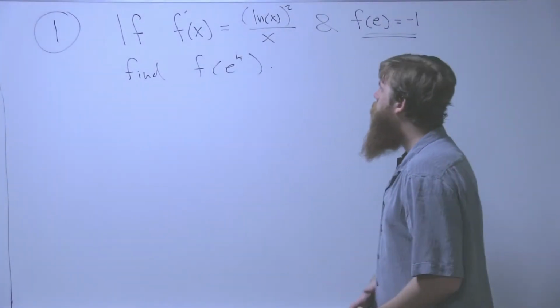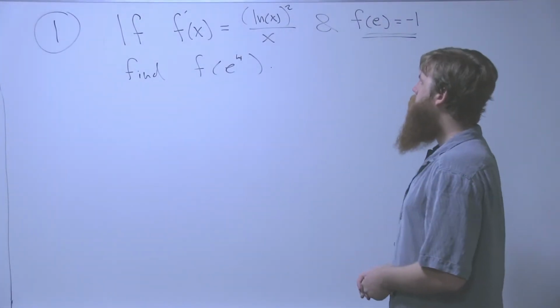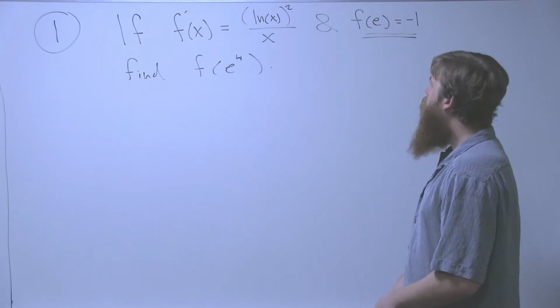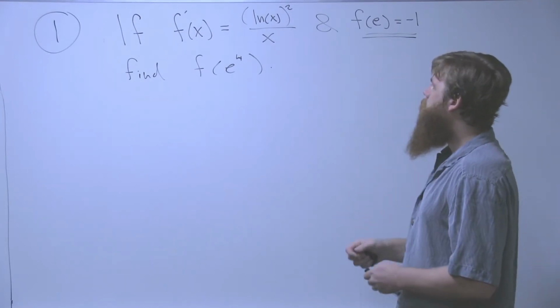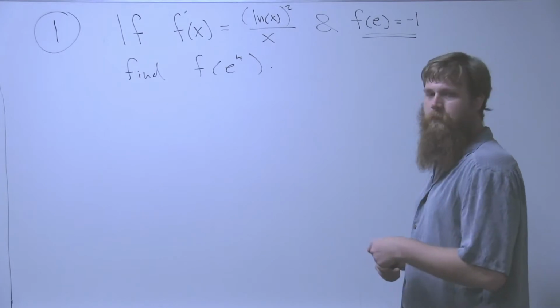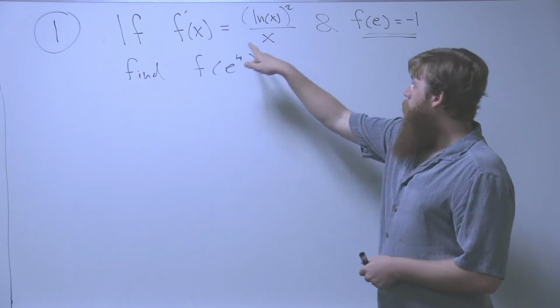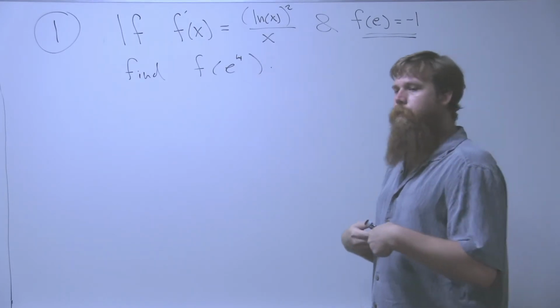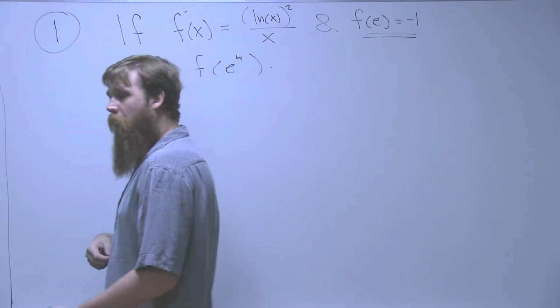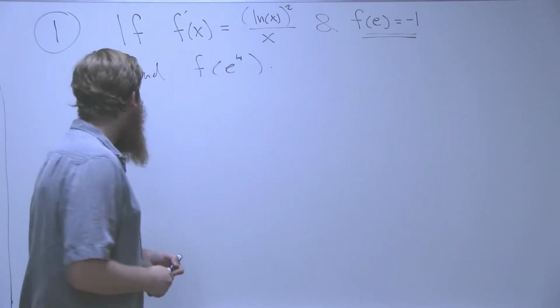The first problem on the review looks like this. If f prime is equal to the natural log of x squared divided by x, and f of e is -1, find f of e to the fourth. We're given the derivative of the function. We know we can walk backwards in the differentiation process to the function itself by integrating once. So we'll start with that.